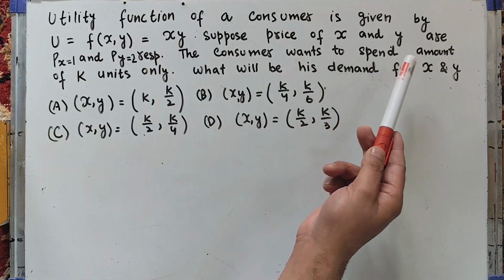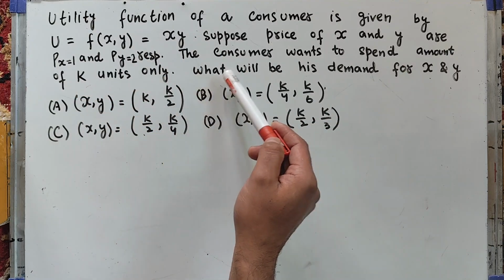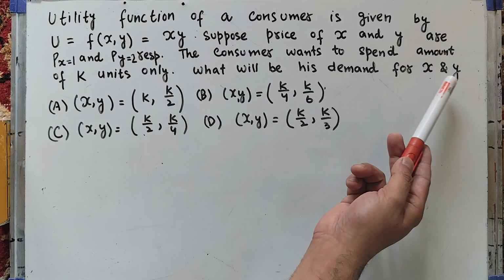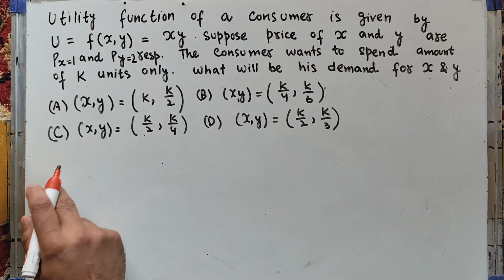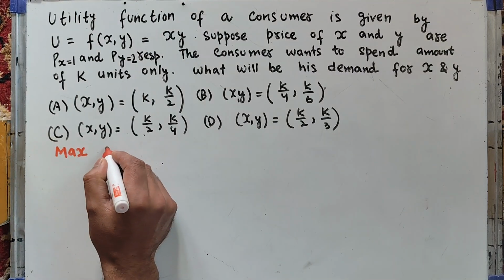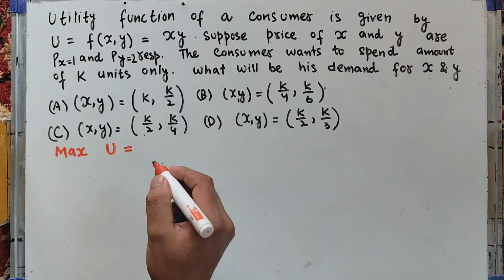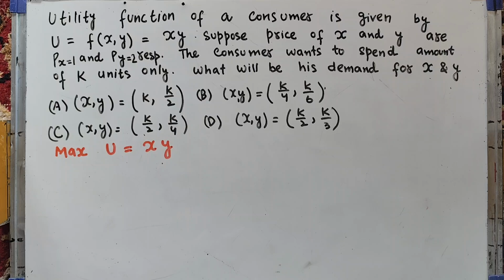The consumer wants to spend k units only of his income. What will be his demand for good x and y? Options are being given. We need to find out the correct option. So what will be our endeavor here? We want to maximize the utility, which is given to us as x times y. The consumer will try to maximize his utility subject to the budget constraint.